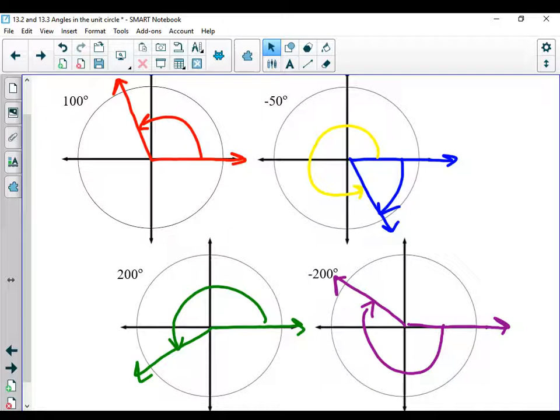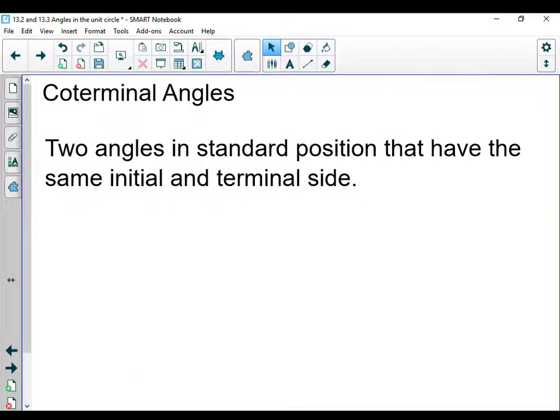So what that means, notice how this yellow line and this blue one, they both started at the initial side and they both ended at the same terminal side. They had different journeys to get there, okay? They both started and ended at the same spot, but they had different journeys to get there. That's called a coterminal angle, okay?